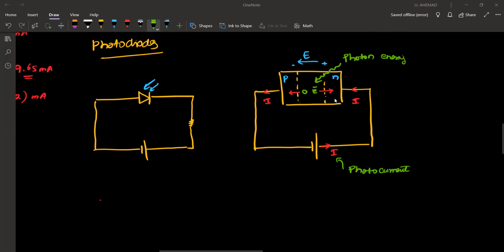So here, did you get the idea? A photon falls in a junction and it will create an electron-hole pair. Due to this electric field, the electron will move in this direction and the hole will move in this direction. We know when charges move, it is current, and this current is known as photocurrent. Okay.